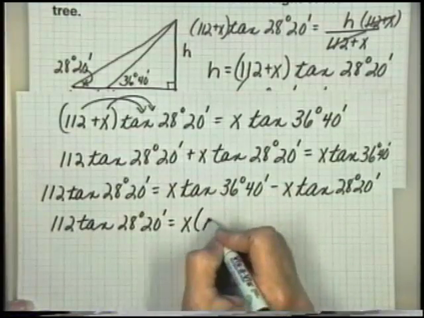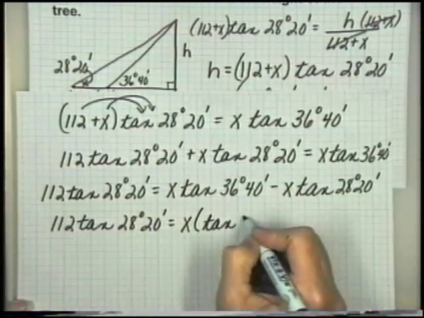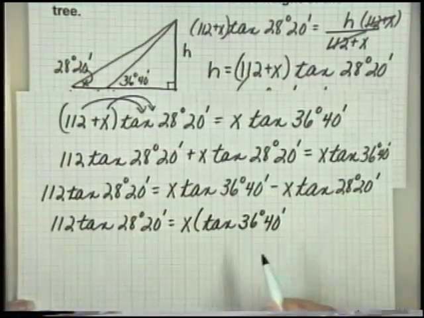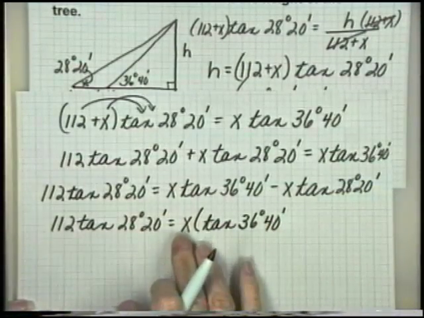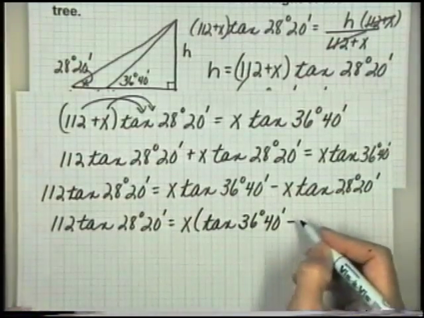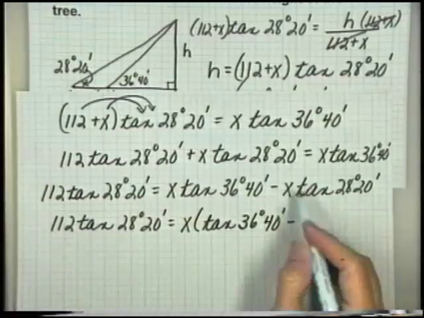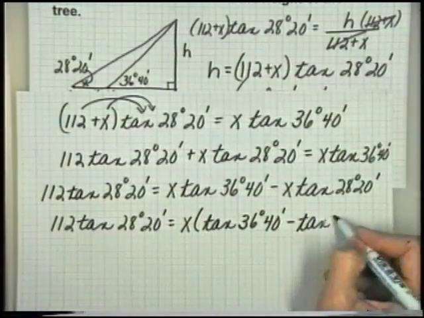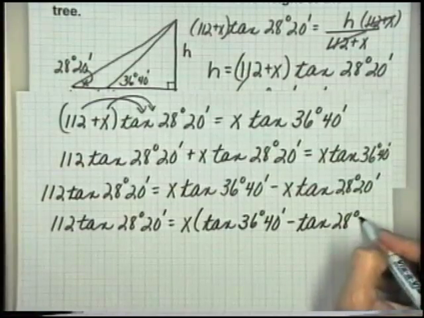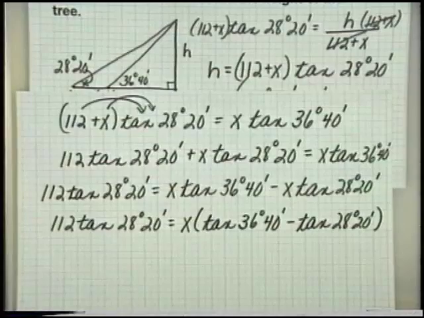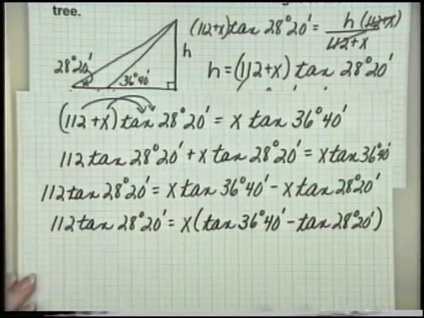And when I do that, in the parentheses for the first term, I'm left with the tangent of 36 degrees, 40 minutes. And remember, when I factor out, I should be able to multiply this times this and get that back. Subtract, and in the second term, when I factor the x out, I'm left with the tangent of 28 degrees, 20 minutes.